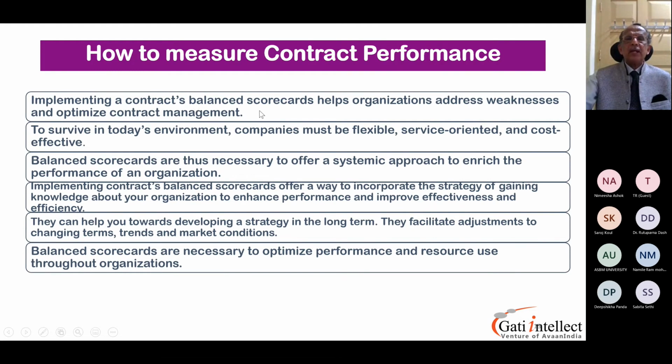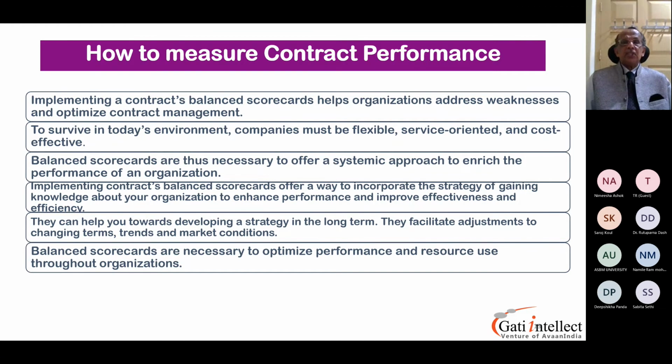Implementing a contractor's balance scorecard helps organizations address weakness and optimize contract management. See, you've got to know what your weakness is, okay? We all know the measure of SWOT analysis: the strengths and weaknesses, opportunities and threats. The strengths and the weaknesses are internal to the organization, correct? And they determine the positional advantage of the organization, while opportunities and threats are external, wherein the organization has no control because it is subject to the business environment.